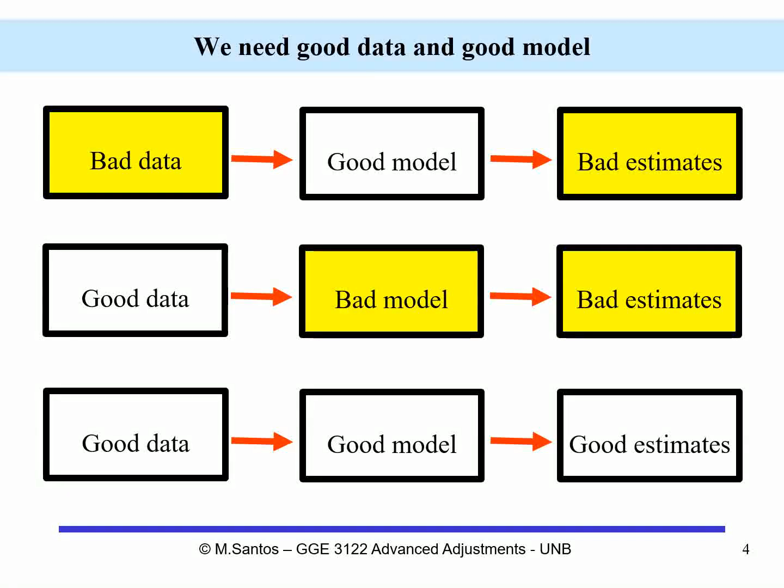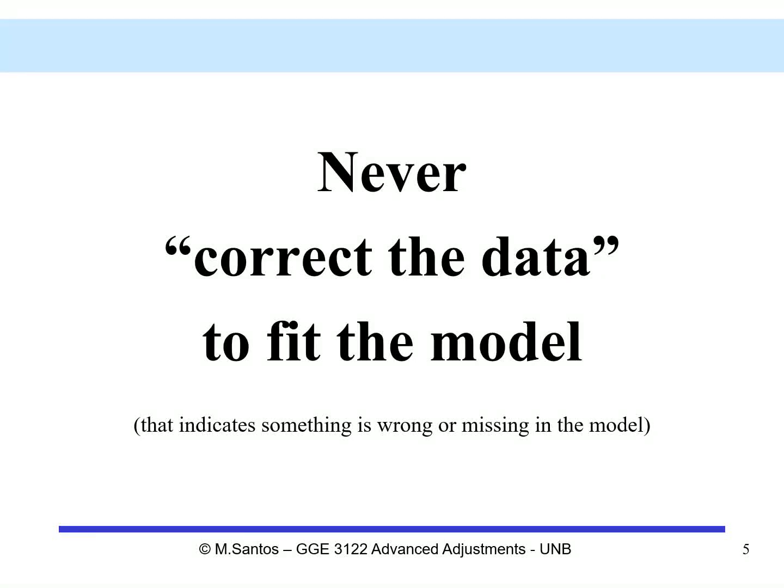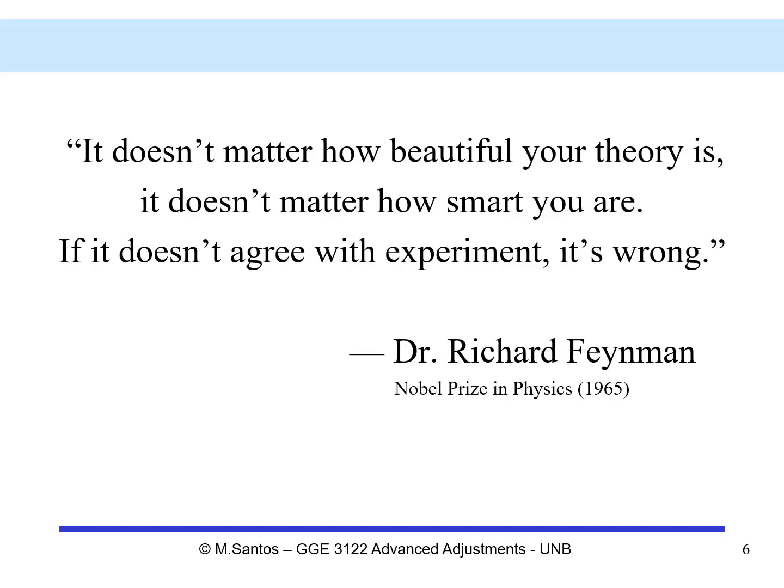We have to test the model against data, and the reality is that we need not just a good model, we need also good data. And that is what the diagram tries to represent. We need reliable data and a realistic model to get good estimates. Either bad data or a bad model will result in bad estimates. As discussed before, there are a few things that we must respect. One of them is that we must never correct the data to fit the model.